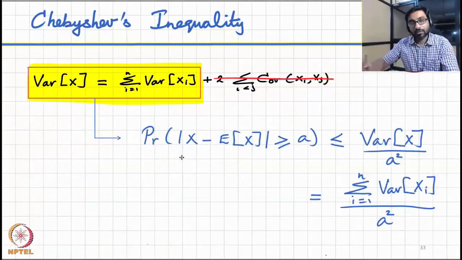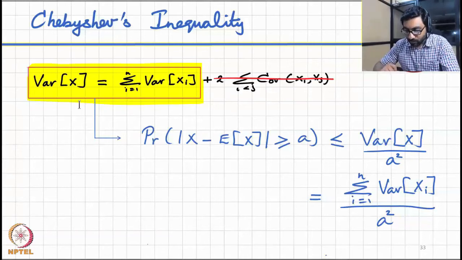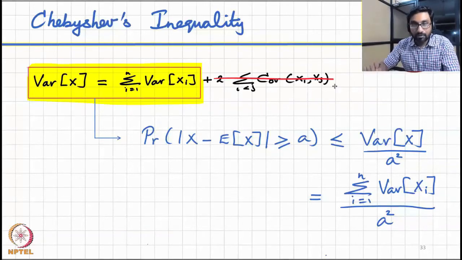So going back to the formula we had for the variance, we have a summation over the individual variances plus the summation of pairwise covariances. But these pairwise covariances vanish. We just saw that. So what we're left with is that the variance of x is simply the summation of the individual variances. And so this is very nice because now it can be easily applied in Chebyshev's inequality.